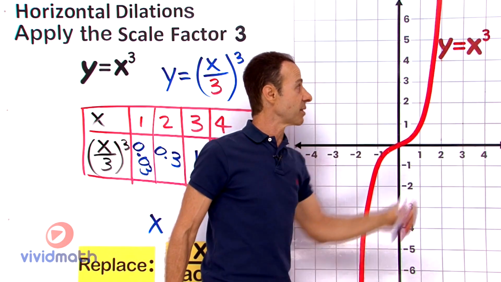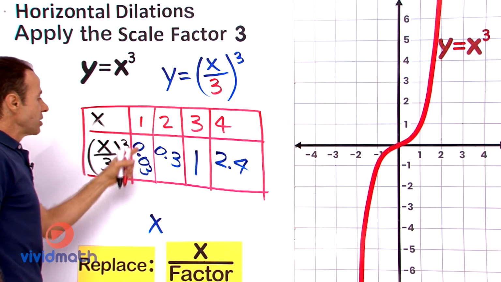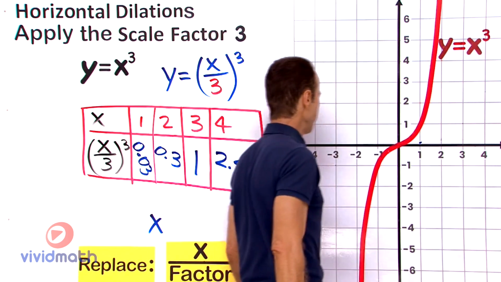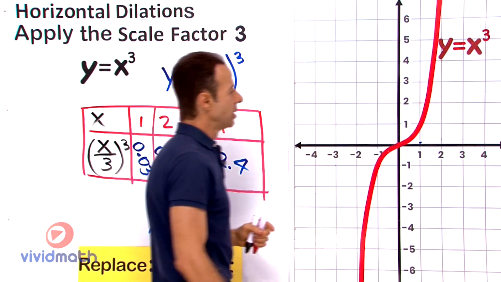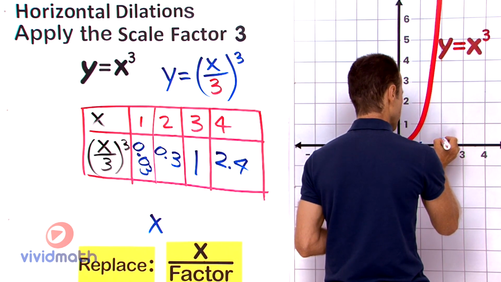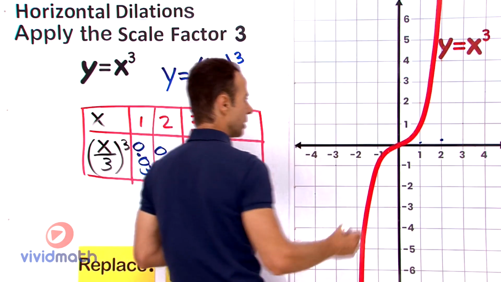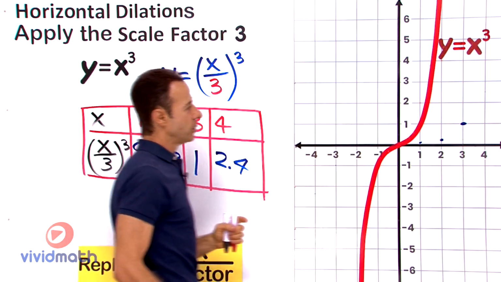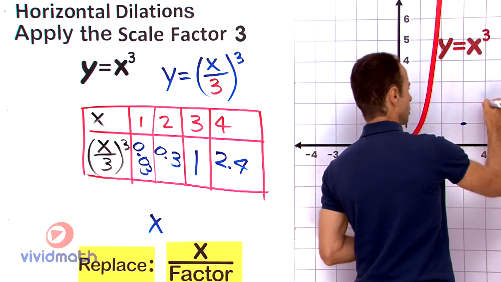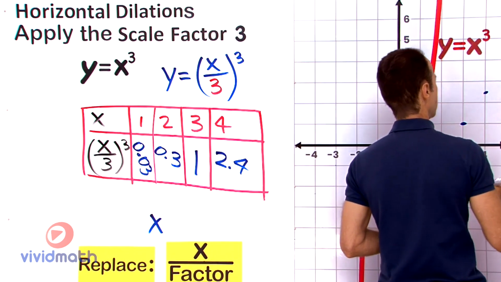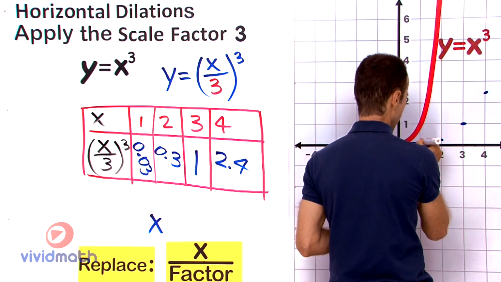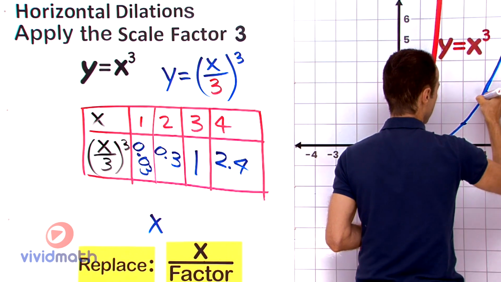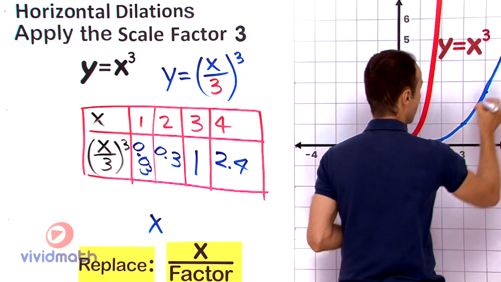So it's going to be 3 times out that way. So let's see if we can join the dots here. 1, 0.03. It's very tiny, just down there. Then we've got 2, 0.3. That will be approximately there. We've got 3, 1. That's right there. And we've got 4, 2.4. 4, 2.4 is right there. So let's join the dots on that. So this is going to look something like this. There's our graph.